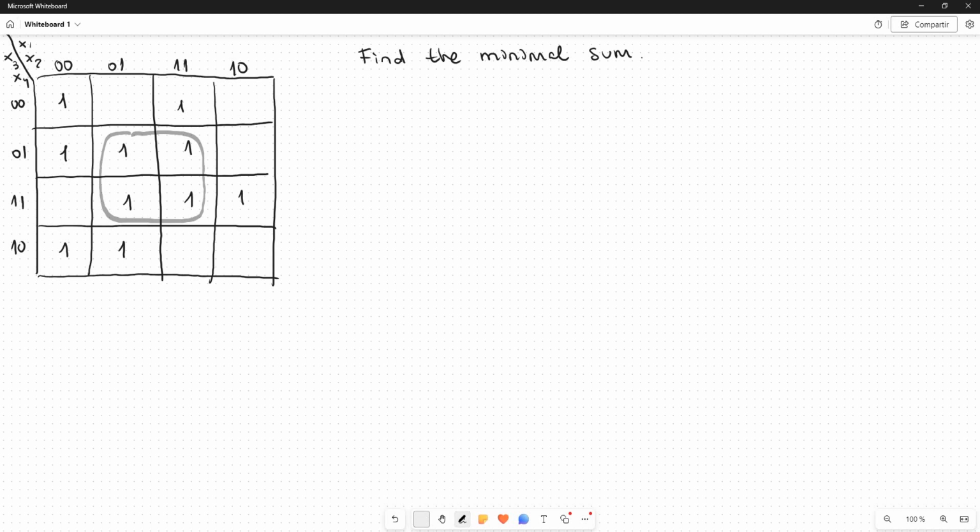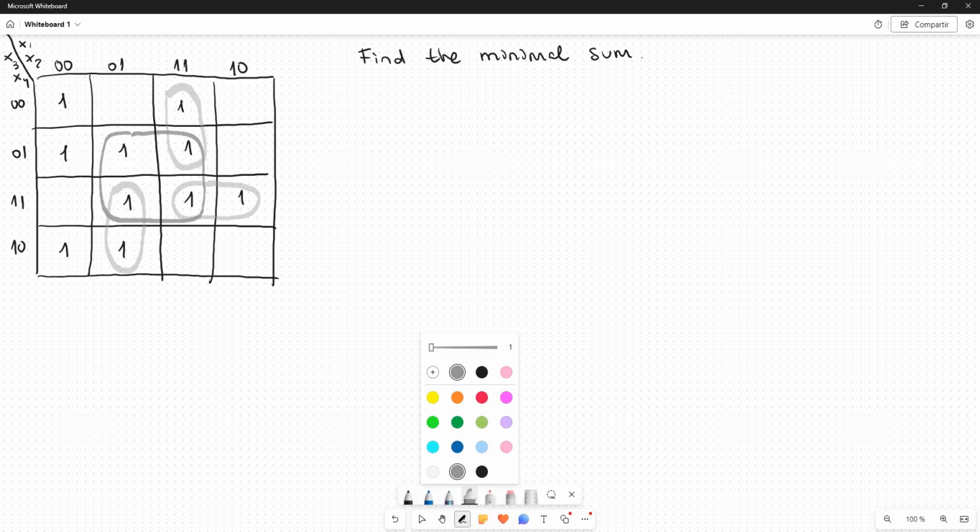So we continue, for example, with this one, covering this one in the top. We can as well see this one covering this one. We have here another. This one can be covered by two prime implicants. For example, this.